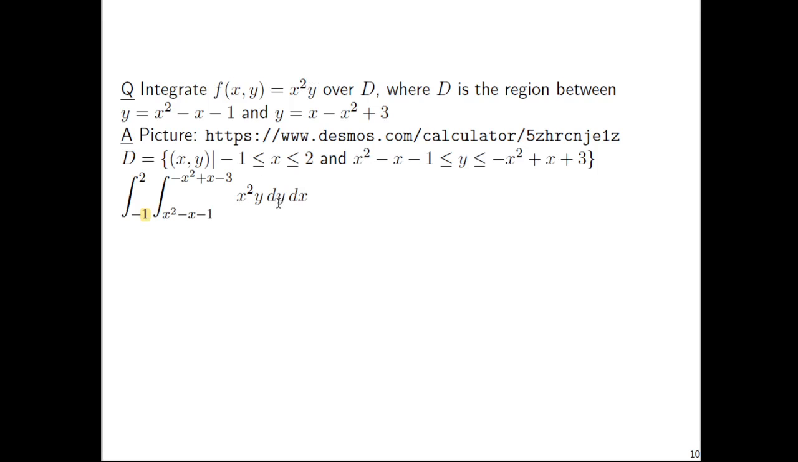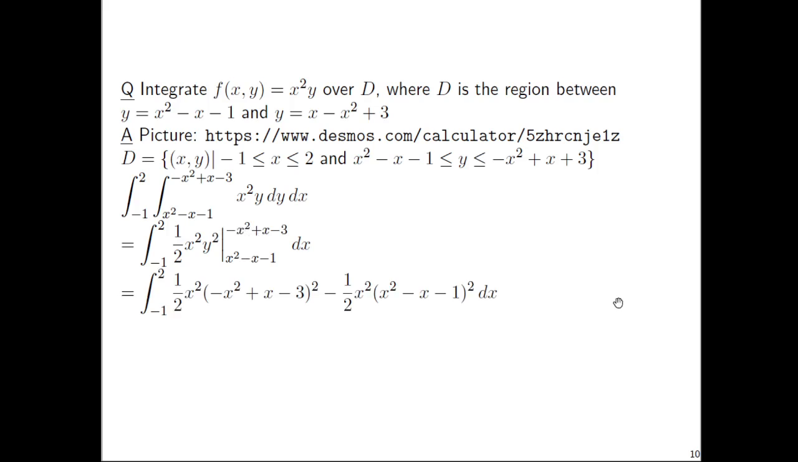Look, the inner integral has variable y, so we should integrate with respect to y, treating x like a constant. So 1/2 x squared y squared. We plug in y as this, plug in y as that. It looks something like this, which is a little messy, and we will skip the remainder of the steps because at this point this should be a Calc 1 style integral, as messy as it is.